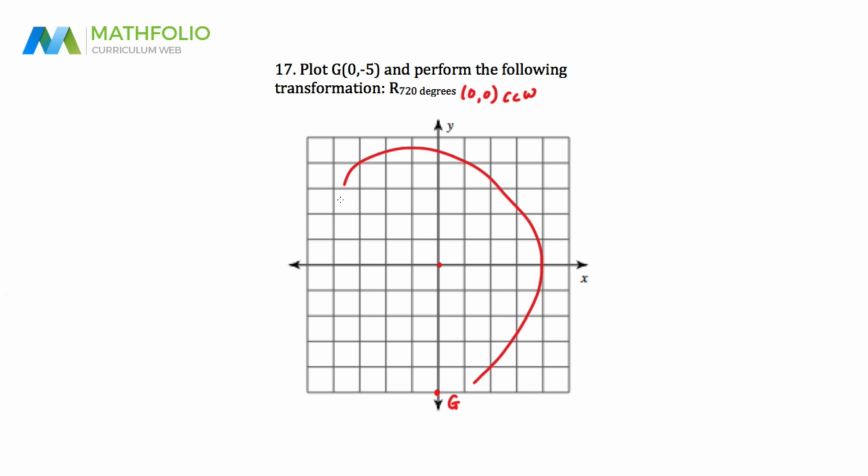Well, all the way around is 360. So if we do the same again all the way around, that's a total of 720 degrees. And so basically G prime is going to stay in exactly the same spot. So we can get rid of this mess. G prime is exactly in the same place. So that was easy. That was number 17.